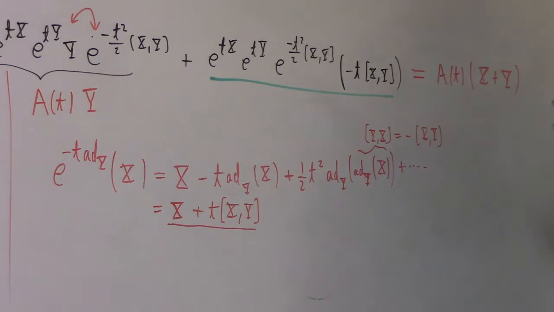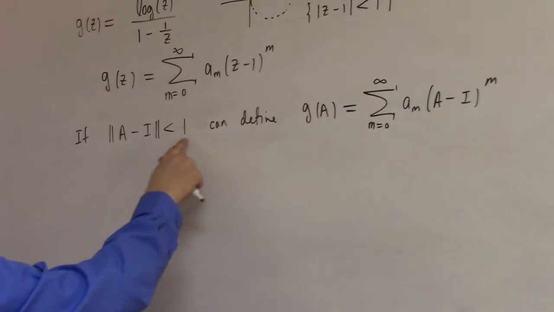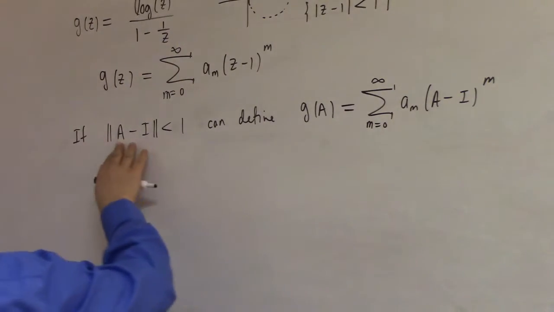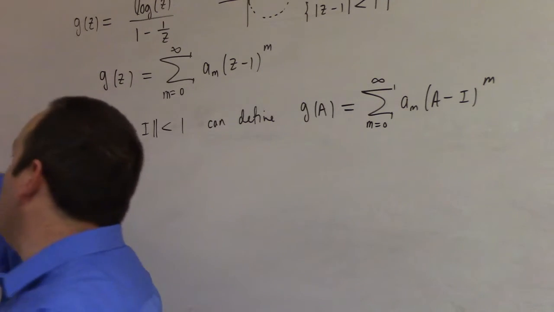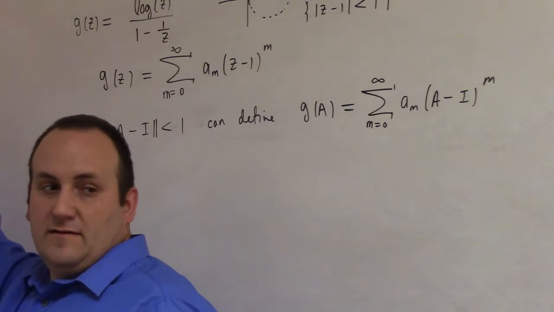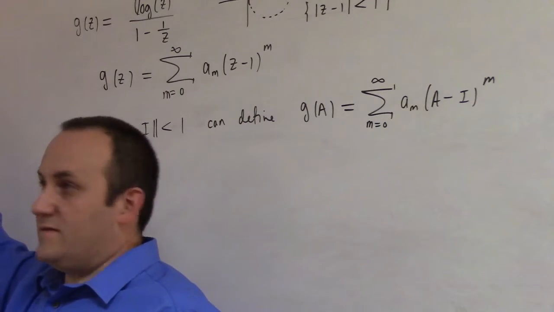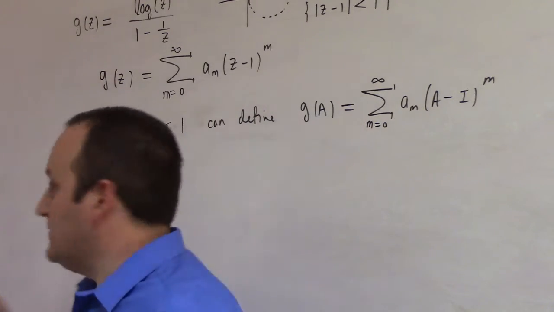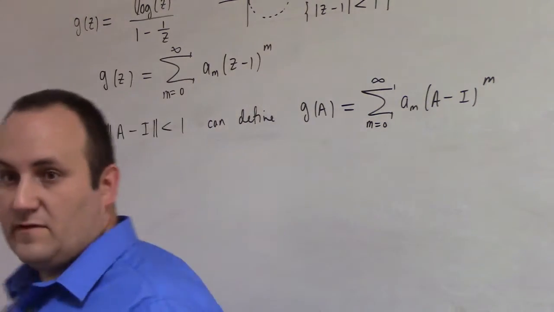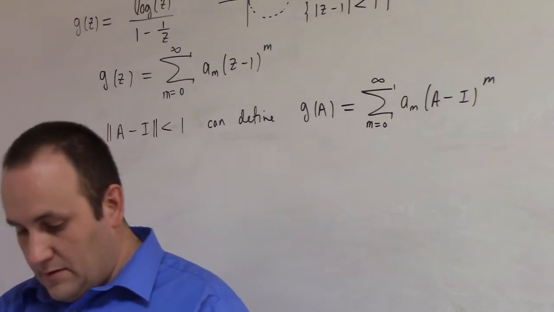All right. That's important because, remember, if the operator minus the identity has norm less than 1, then we can define this. So certainly the thing we're feeding in here, this is like the A, needs to be close to the identity, otherwise the requisite coefficients don't converge with respect to the operator norm.